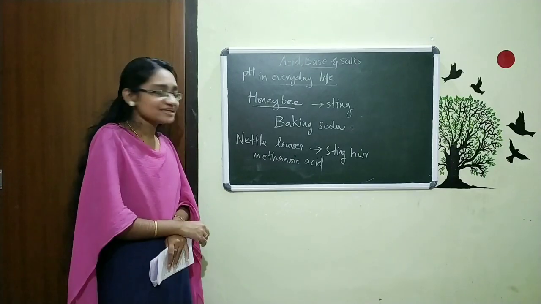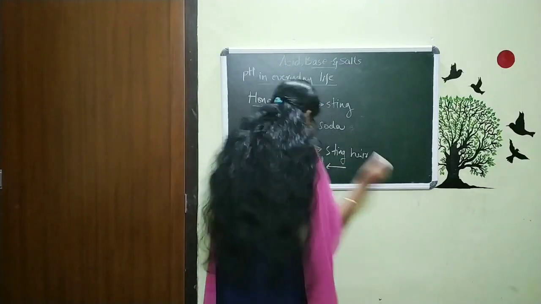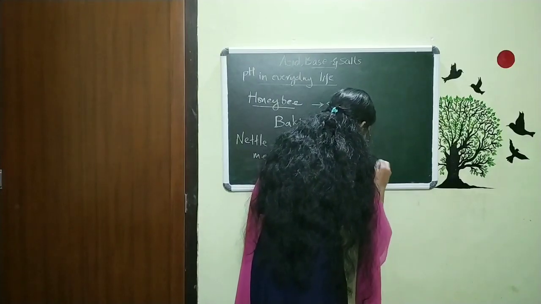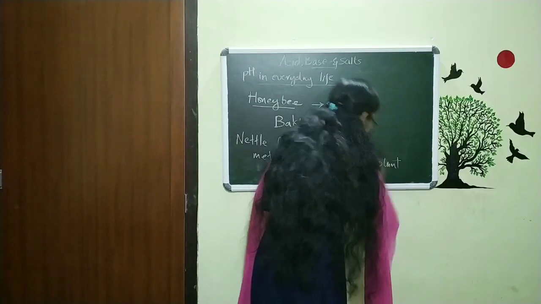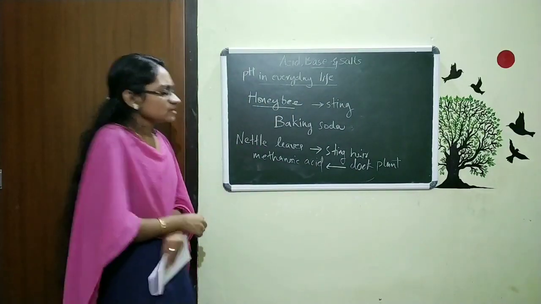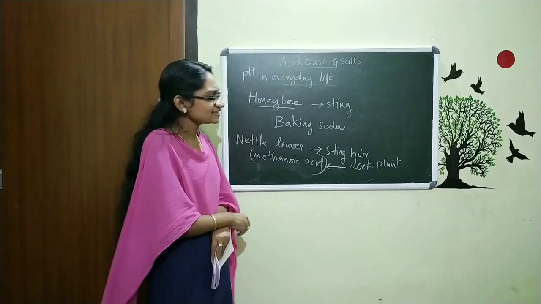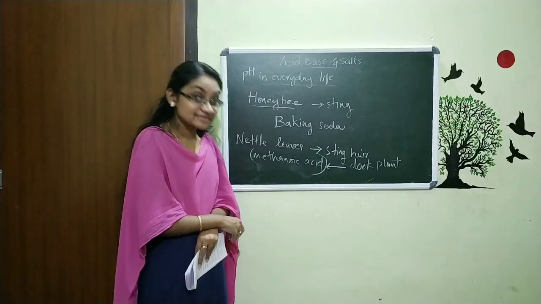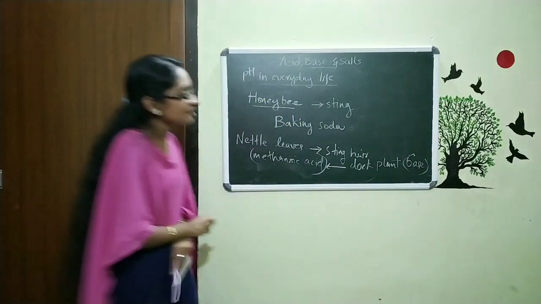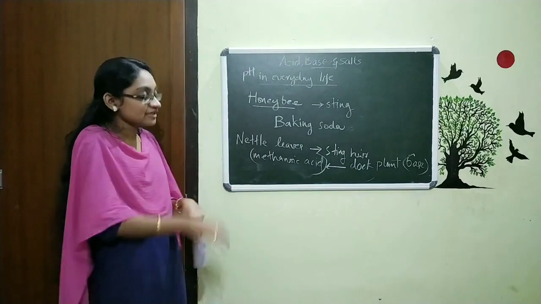And how can we cancel this, or what is the remedy? The remedy is this: we should rub this area with leaves of the dock plant, the dock plant. So we rub the affected region with the leaves of the dock plant. The nettle leaves have methanoic acid. Now the question is, what is there in the dock plant? The dock plant contains a base. So when this acid and base react, the effect of the acid gets cancelled. That's why we rub the affected area with the dock plant.